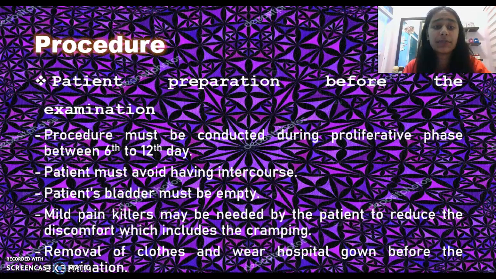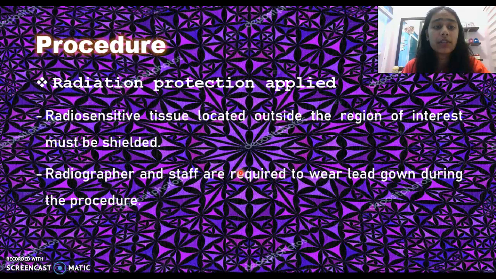The patient must also remove her clothes and wear the hospital gown before the examination. As for radiation protection, the radiosensitive tissue located outside the region of interest must be shielded, and the radiographer and the staff must wear lead gowns during the procedure.